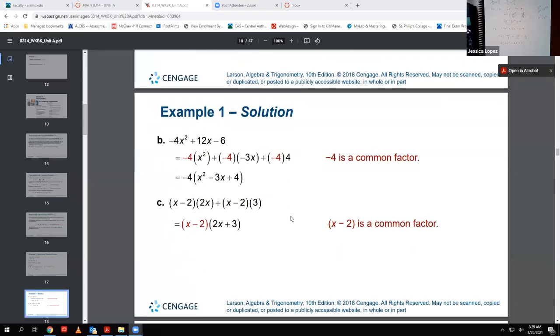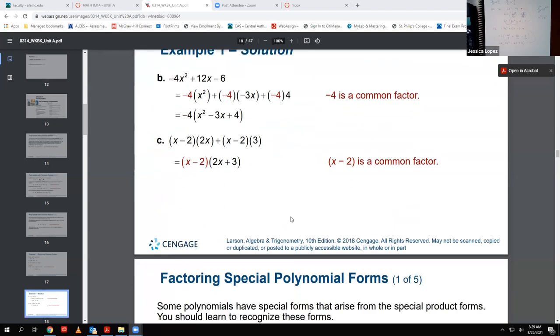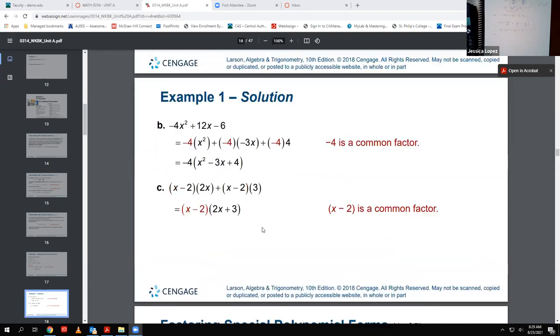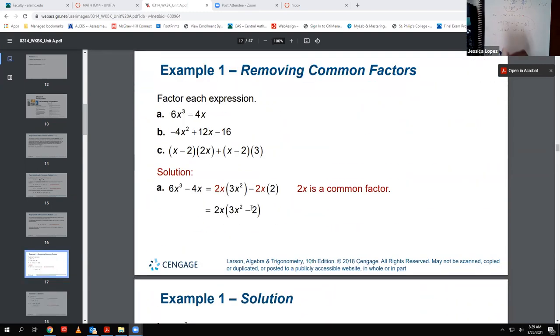You never have to ask me, hey, miss, is this right? I don't know, is it? You should be able to determine that, okay? So that's nice about this section. Not all the sections are going to be nice like that, okay? Not all of them, you can actually check yourself.